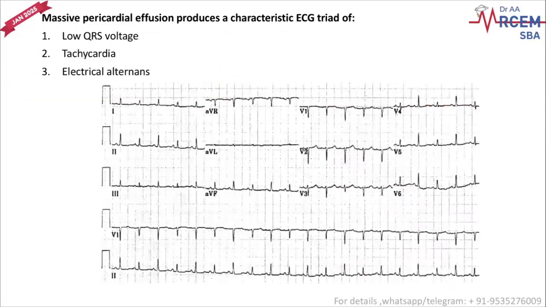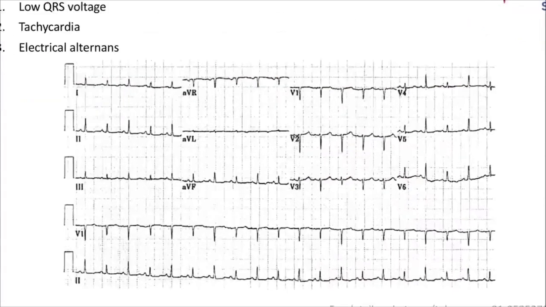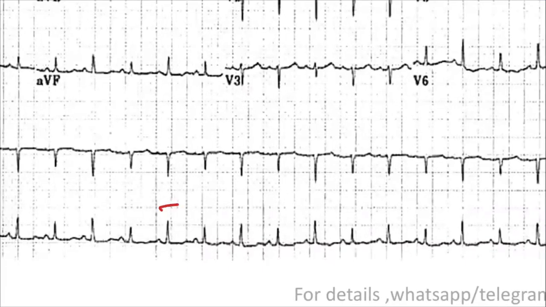Any specific changes which are very characteristic of the pericardial effusion? Yes, there are specific changes. Because fluid is accumulated around the heart, the electricity which is passing through the fluid is hampered. So the amplitude reduces, and the amplitude you can see is very small. So reduced amplitude of the QRS complex is what you can see.